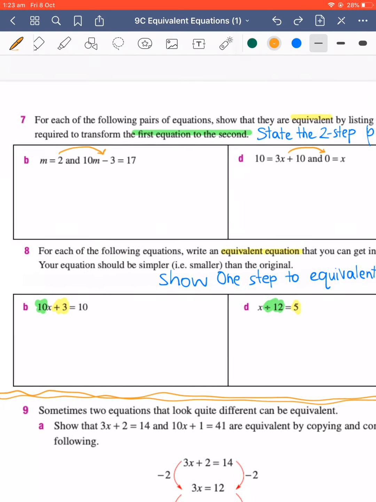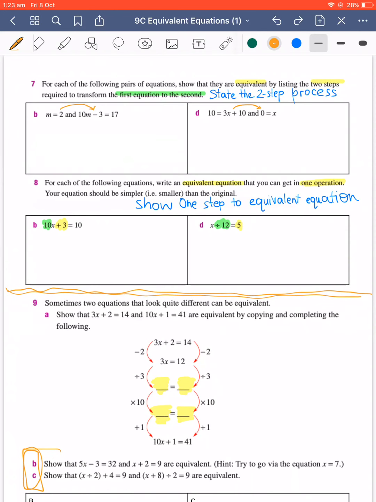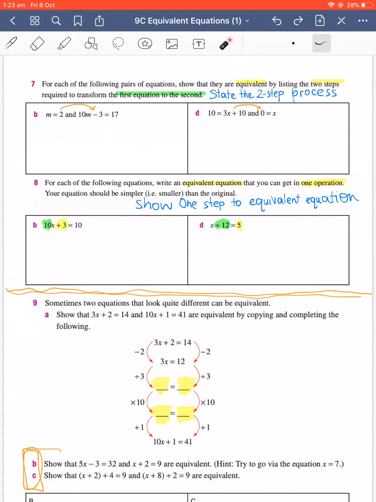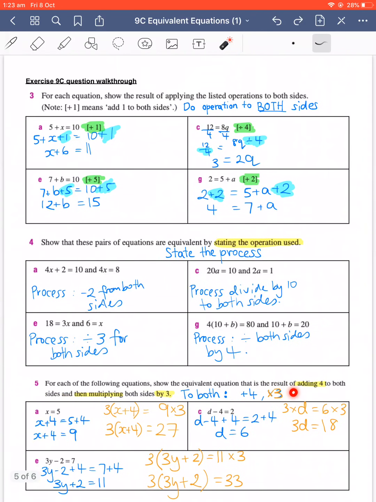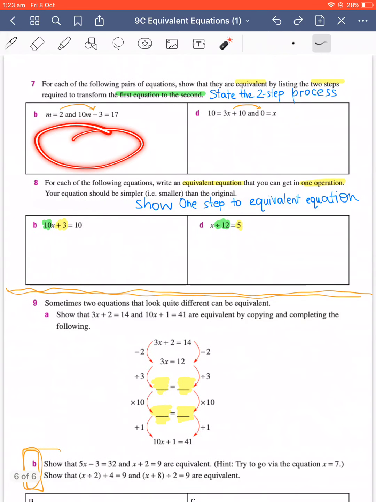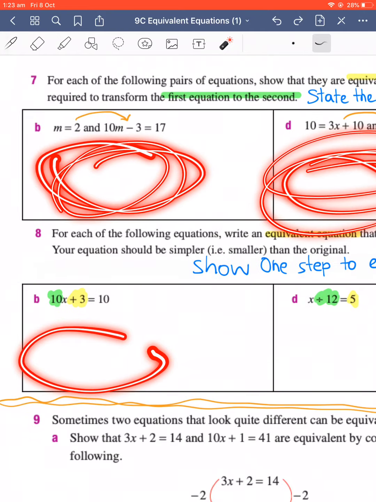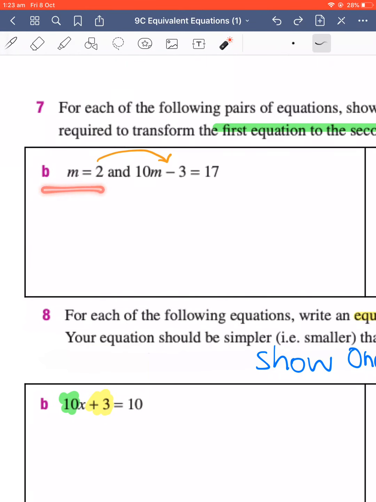So question number 7. For each of the following pairs of equations, show that they are equivalent by listing the 2 steps required. So I need to know how to get there, and there are 2 steps. Essentially what you've been told here is what you are going to write as instructions in this space here for this particular question. Okay, so let's have a look. How can I get from here to here?